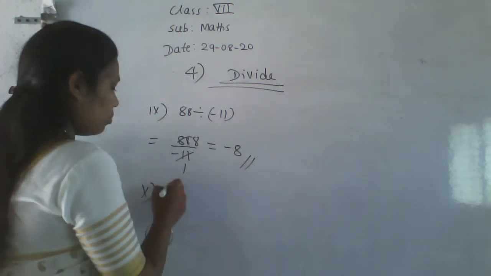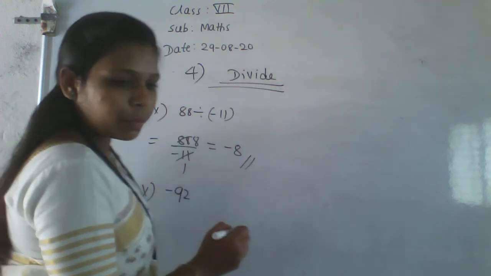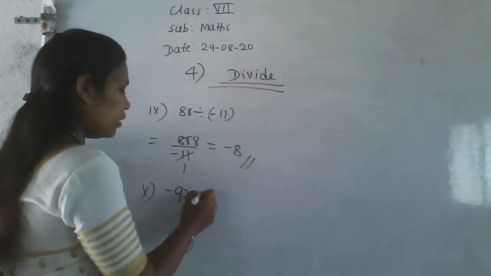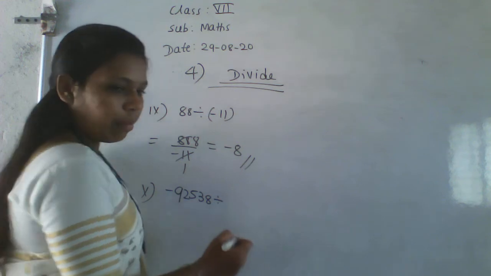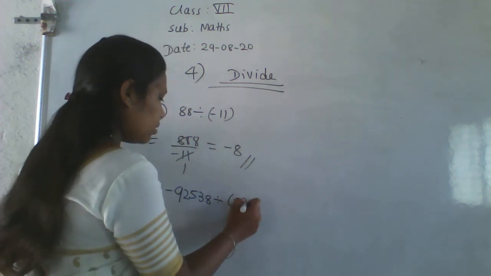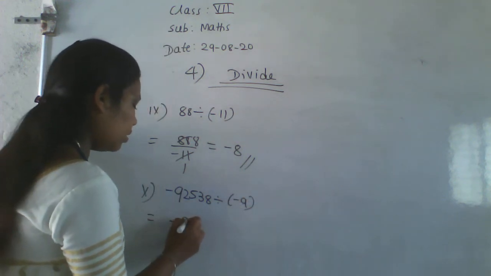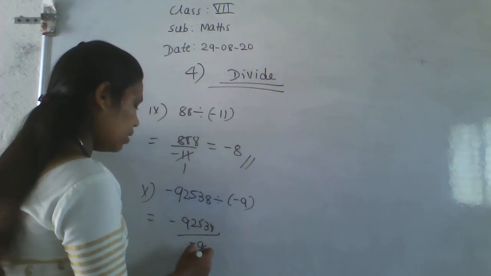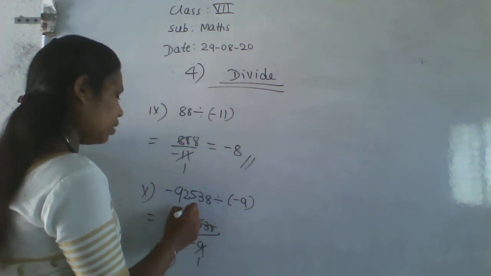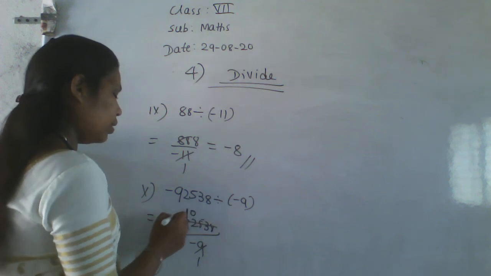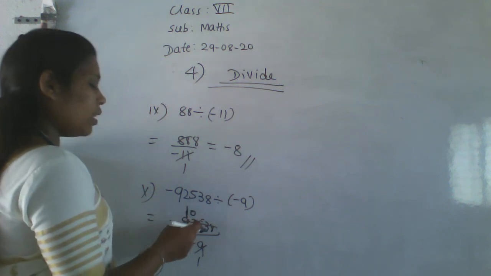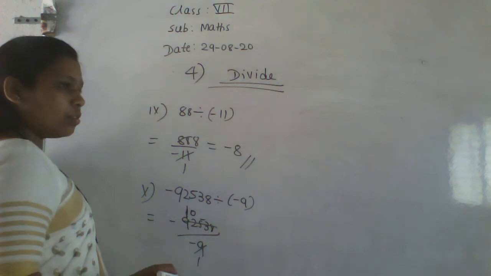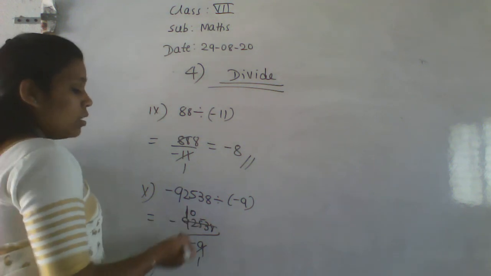10th one is minus 9 to 538 divided by minus 9. Just cancel it. Minus 9 to 538 divided by 9. 9 ones are 9. Okay. You have to take a 0 because 2 is there. We have to take a 5 also. That's why we have to put in here a 0.